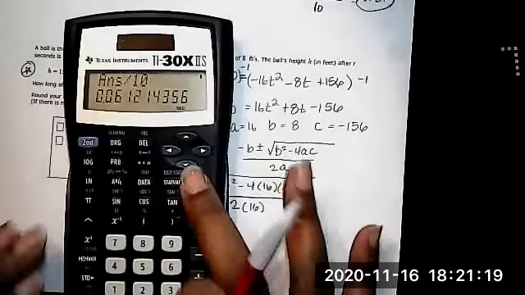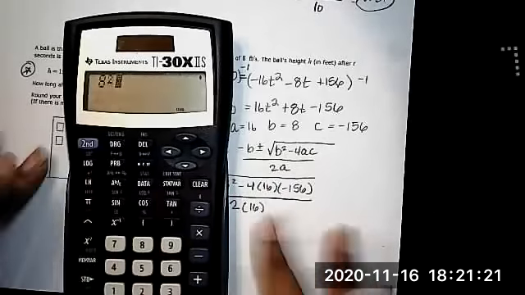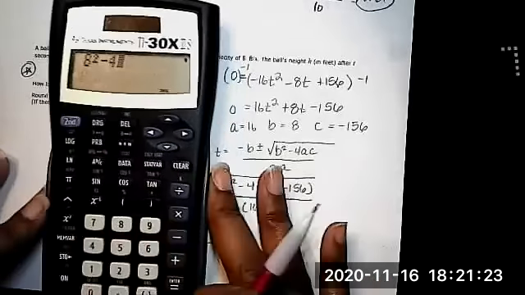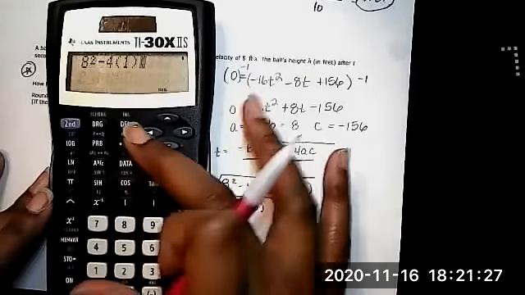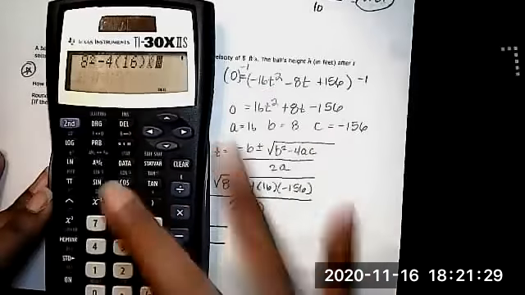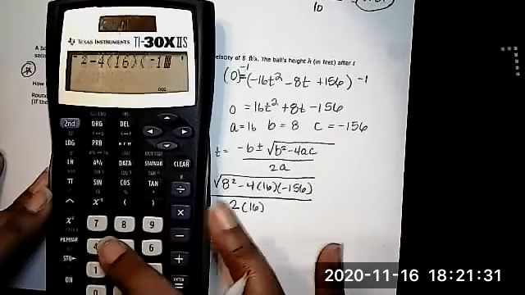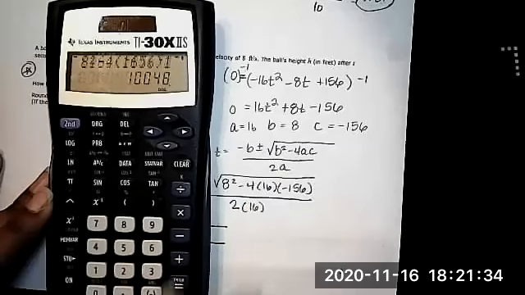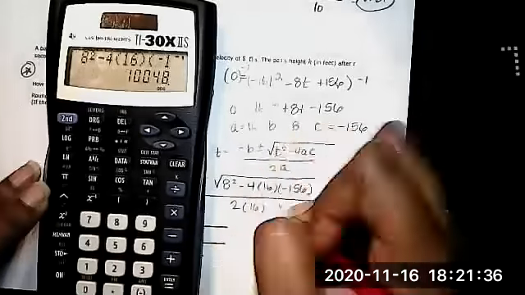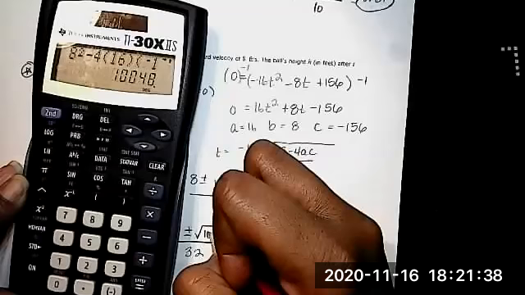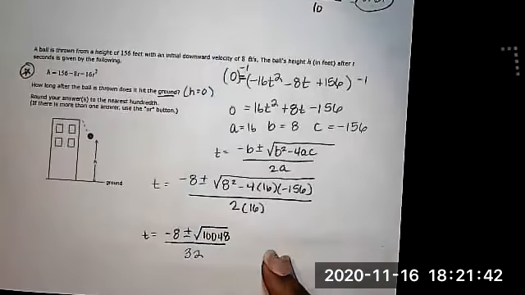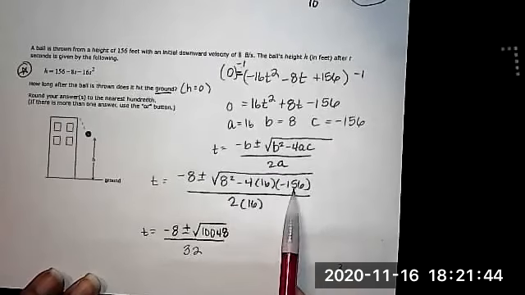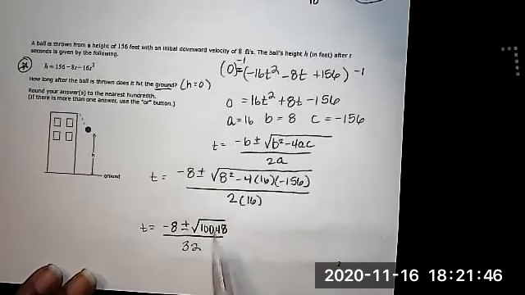This becomes 8 squared minus 4 times 16 times negative 156. Oh, my buttons are sticky. Okay, go ahead and push enter. I get, it looks like, 10,048. So 10,048 is my answer there. And remember, this takes time. You might mess this up if you're not practicing these things.